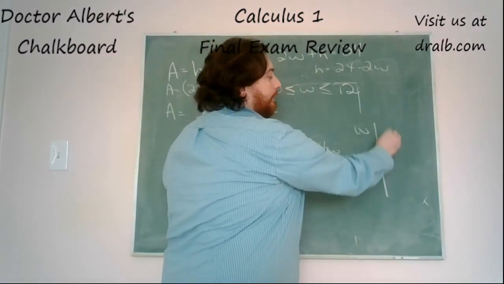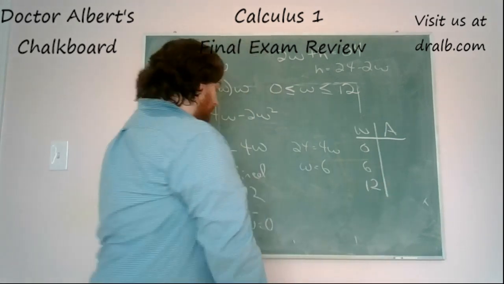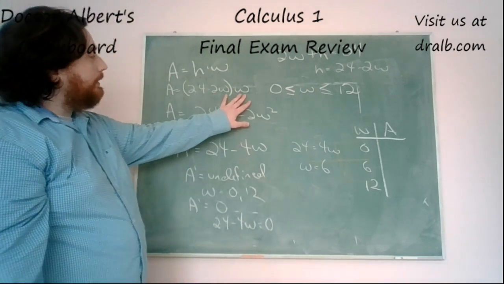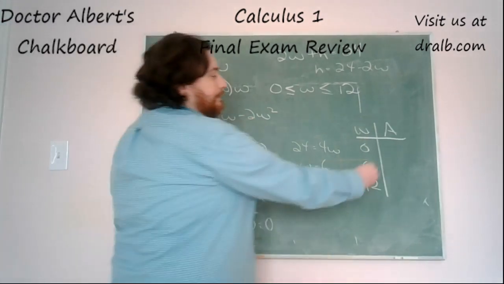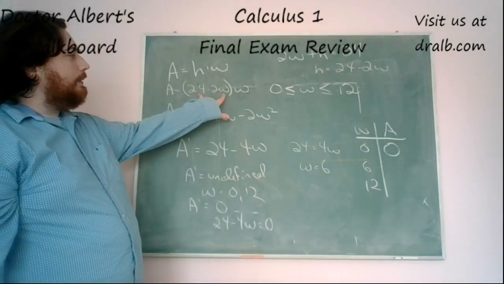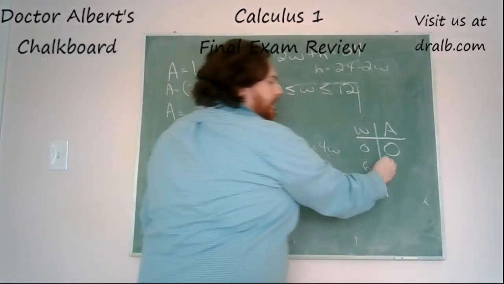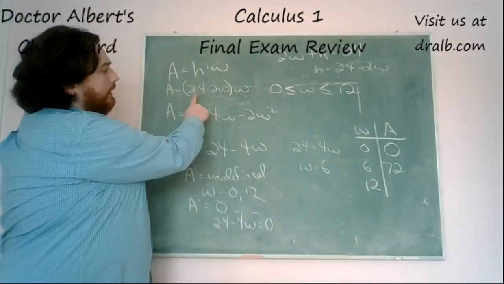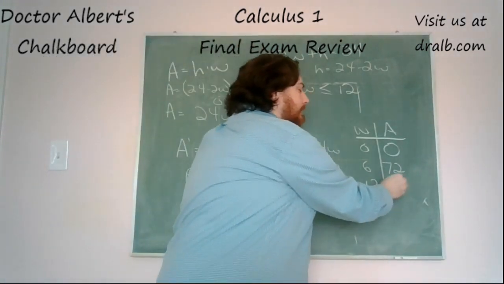We have w, and now we're going to plug into the area function. So we have 0, 6, and 12, or my critical values. So if I plug those into the original area, if I plug in w equals 0, I get 24 times 0 minus 2 times 0 is 0. If I plug 6 in, I'm going to use this one. I get 24 minus 12 is 12 times 6 is just 72. And then if I plug in 12, I get 24 minus 24 is 0 times 12 is 0.